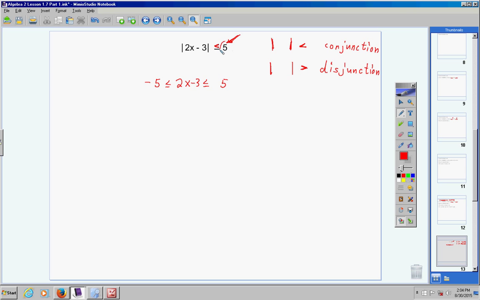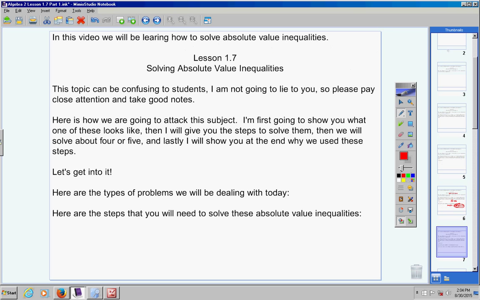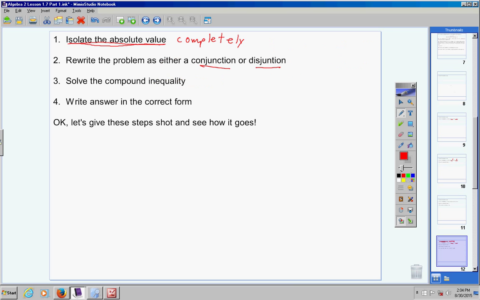Whatever this number is, you change the sign and put it here. Bring this number straight down here, don't do anything to it, and then whatever's inside the absolute values, you bring it down without the absolute values. Got it? Now, what do the other steps say to do then? Solve the compound inequality and then write your answer in the correct form.